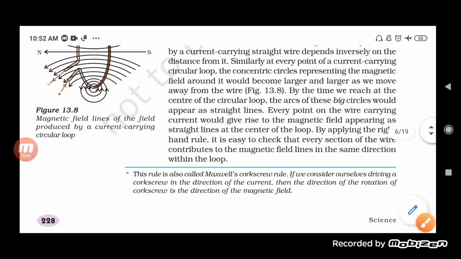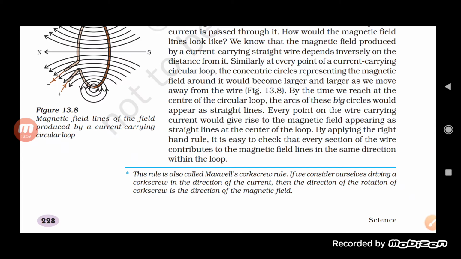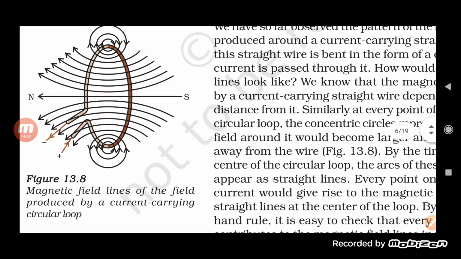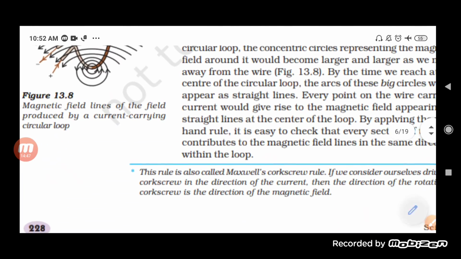Now every point on the current carrying wire gives rise to a magnetic field appearing as a straight line at the center of the loop. By applying the right hand rule, it is easy to check that every section of the wire contributes to the magnetic field line in the same direction within the loop. So every very small section of this current carrying circular loop behaves like a straight current carrying conductor and produces a magnetic field, and collectively the whole circular loop produces magnetic field lines, as you can see in this picture. So this is the magnetic field line produced by a current carrying circular loop.